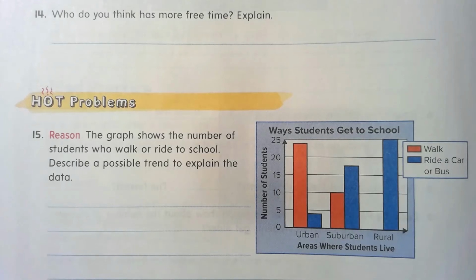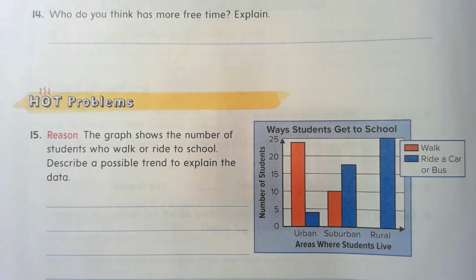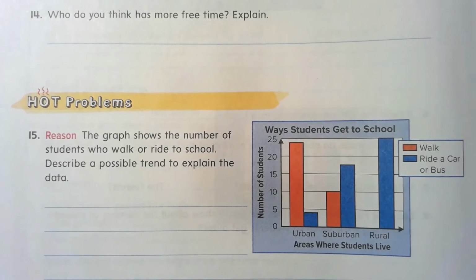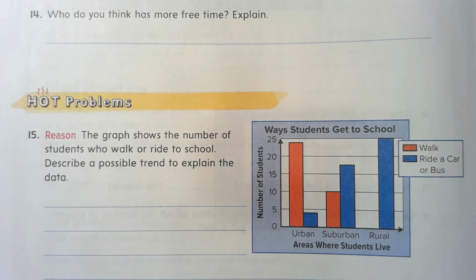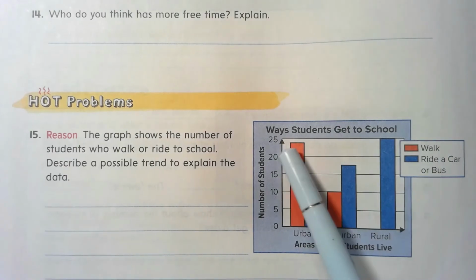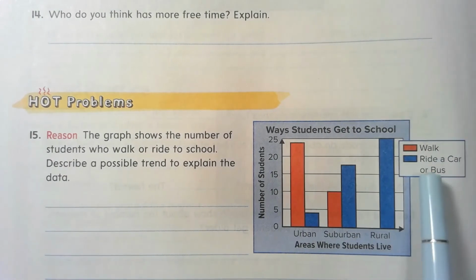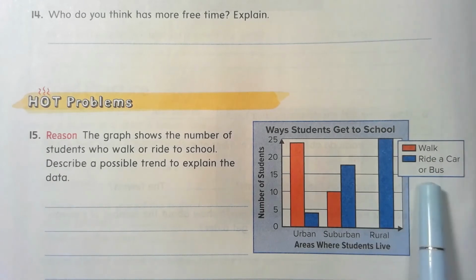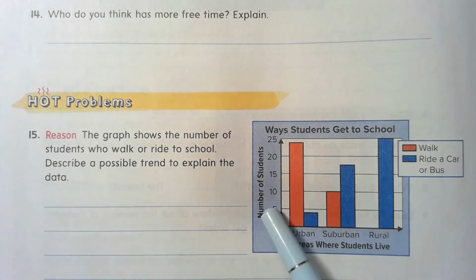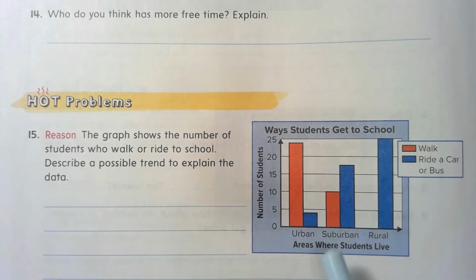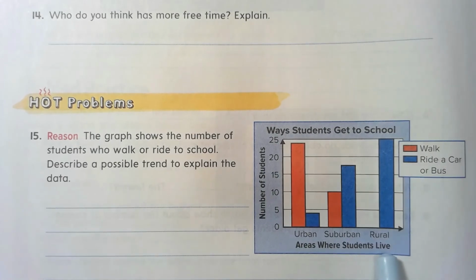Let's now look at question 15. It says the graph shows the number of students who walk or ride to school. Describe a possible trend to explain the data. So this bar graph is showing ways that students get to school. Red is walk and blue is ride a car or ride a bus. Then we have the number of students along the y-axis and the areas where students live along the x-axis.